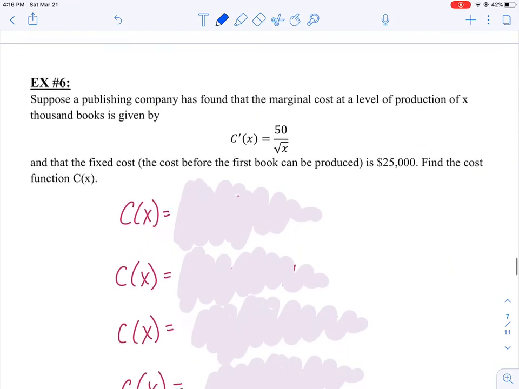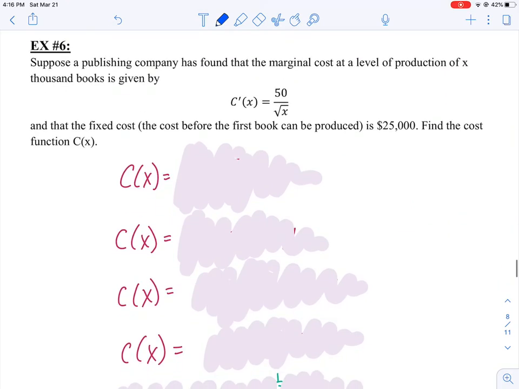Let me show you another example of when that could possibly be used. Let's do a cost problem. Example number 6 says, suppose a publishing company has found that the marginal cost at a level of production of x thousand books is given by this equation. So this is my marginal cost, or the derivative of cost, or the rate at which the cost is changing, right? And it says here that a fixed cost, the cost before books can be produced, is $25,000.